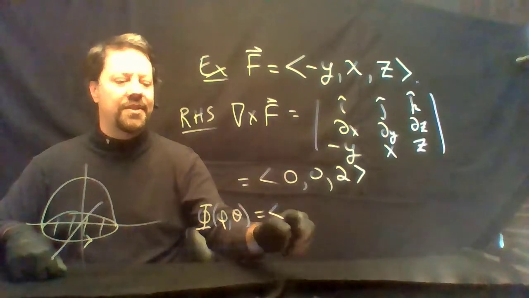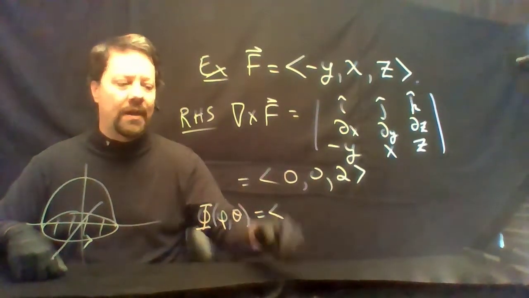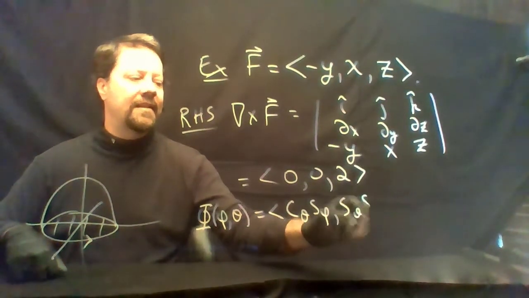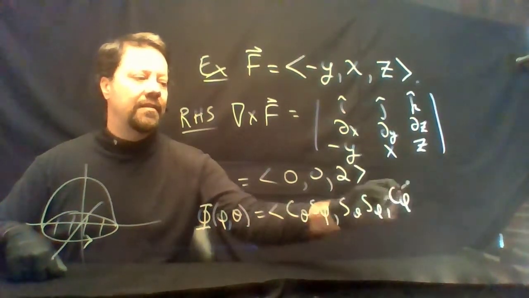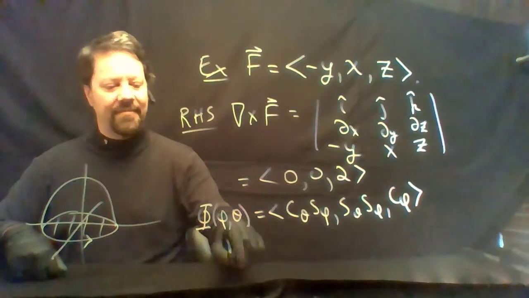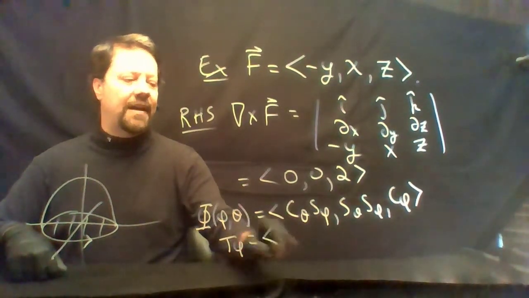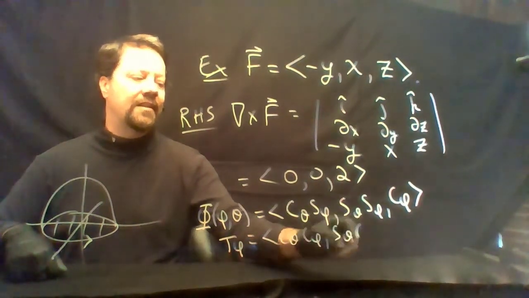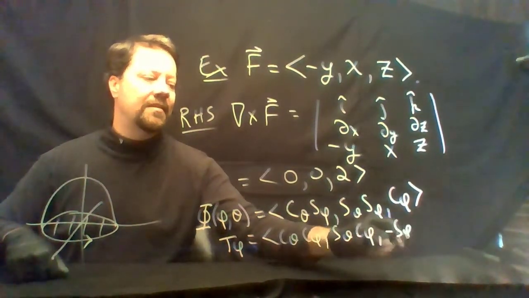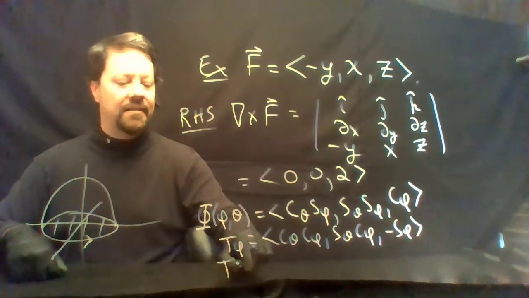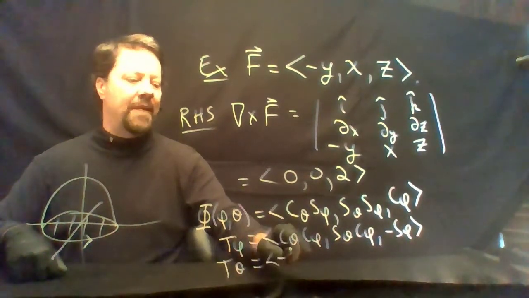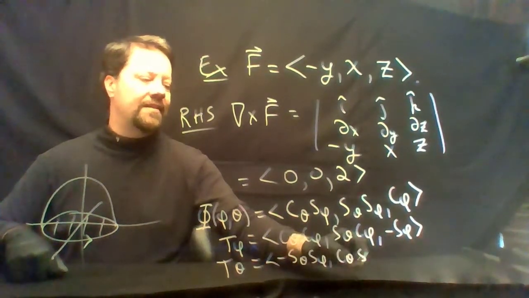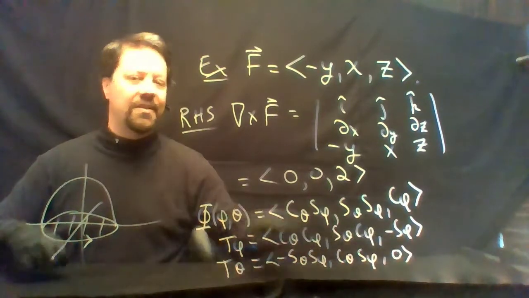So our parameterization will be found by setting rho equal to 1. That gives us cosine theta sine phi, sine theta sine phi, cosine phi. T phi will be cosine theta cosine phi, sine theta cosine phi, and minus sine phi. T theta will be minus sine theta sine phi, cosine theta sine phi, and 0.